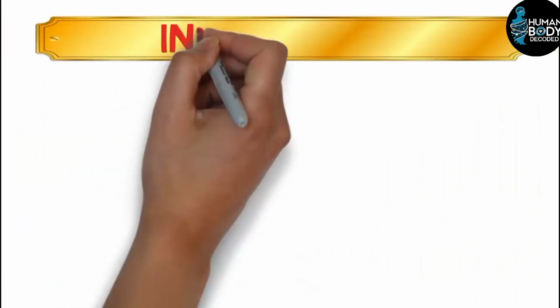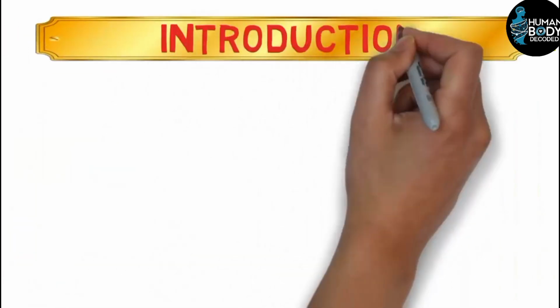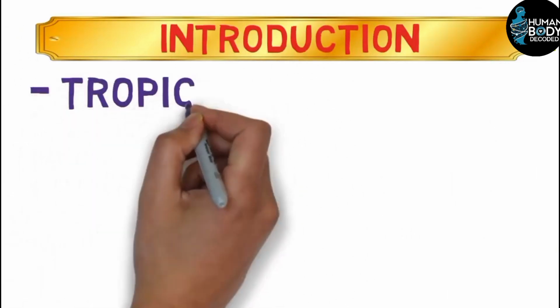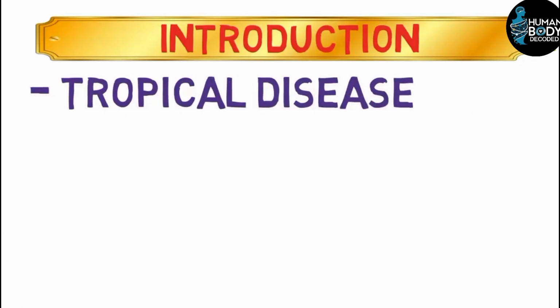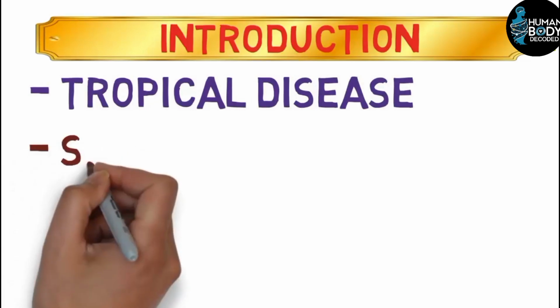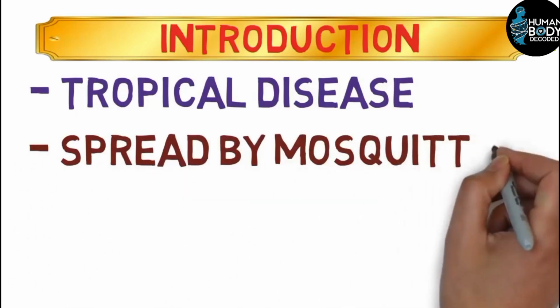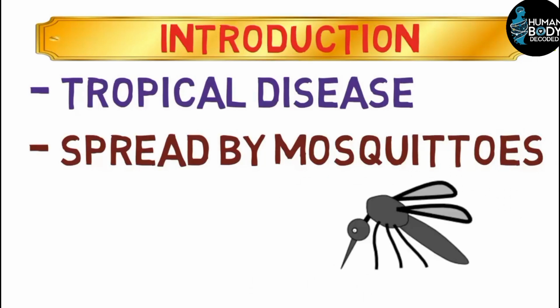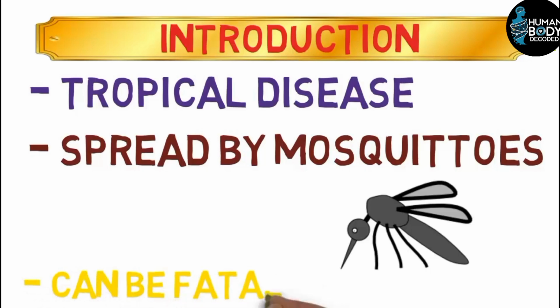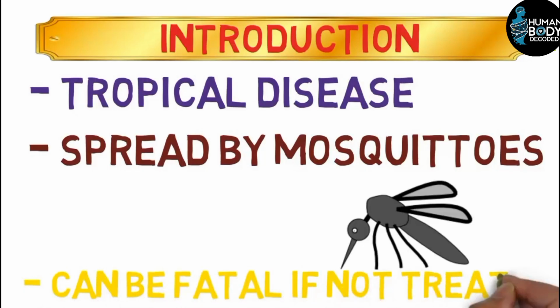So, let's begin. Introduction to malaria. Malaria is a tropical disease, meaning it occurs mostly in hot climates. It's more common in the summer months and rarely seen in winter. Malaria is spread by mosquitoes, specifically the female Anopheles mosquito. It can be a serious and even fatal disease if not treated promptly. However, good news is that effective treatment for malaria is readily available.